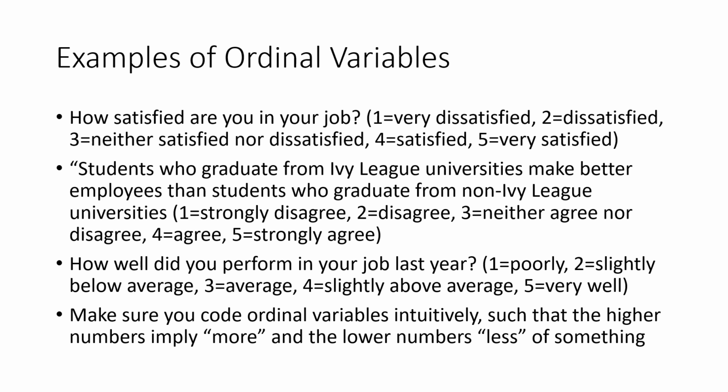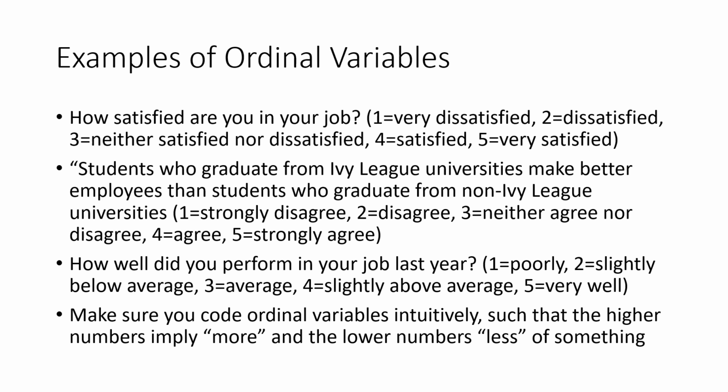How about this third question? How well did you perform in your job last year? 1 equals poorly, 2 equals slightly below average, 3 equals average, 4 equals slightly above average, and 5 equals very well. So all three of these variables you can see are ordinal variables.